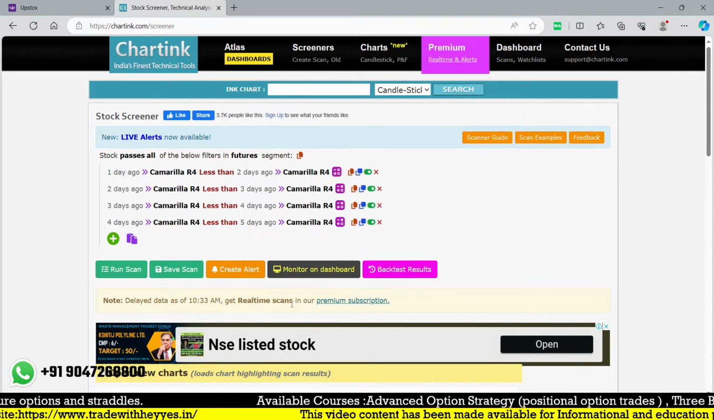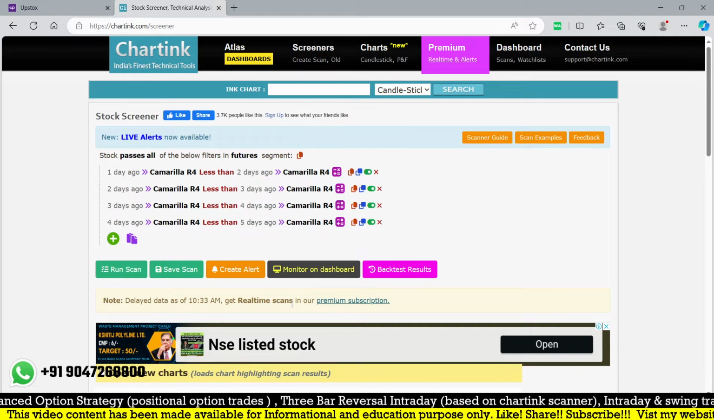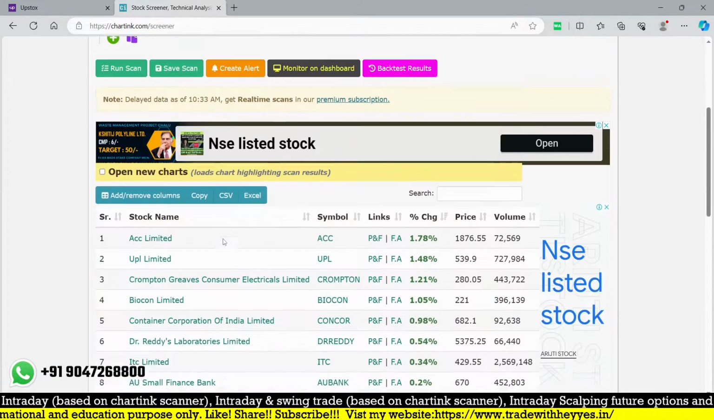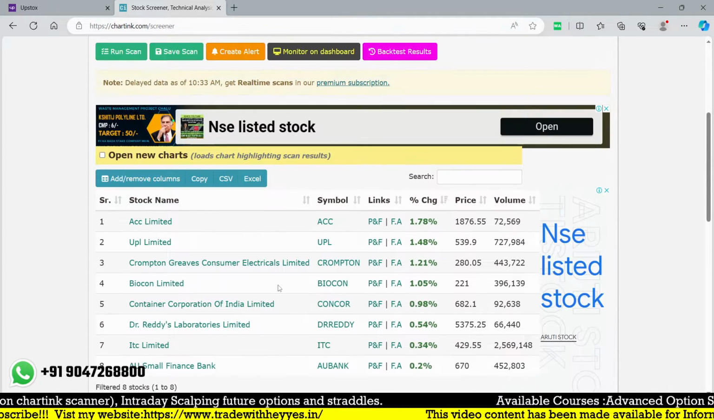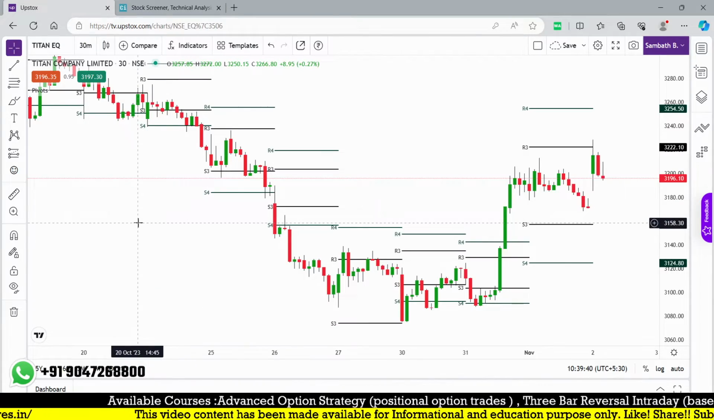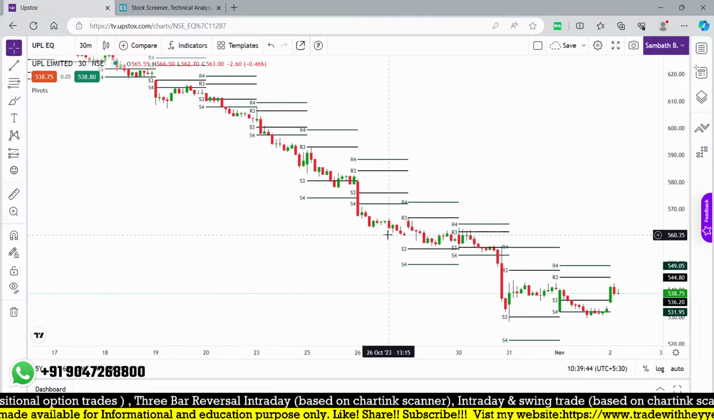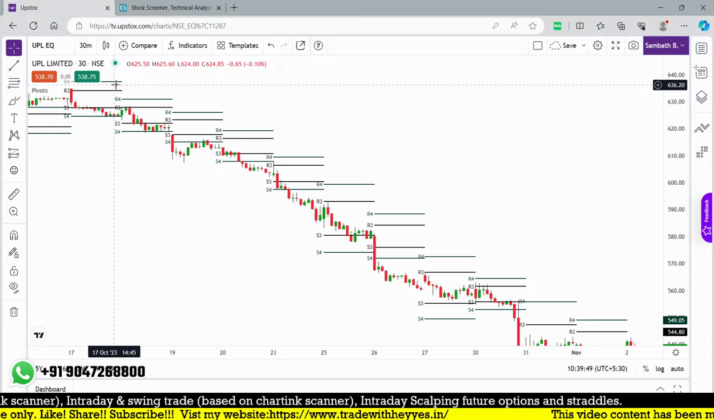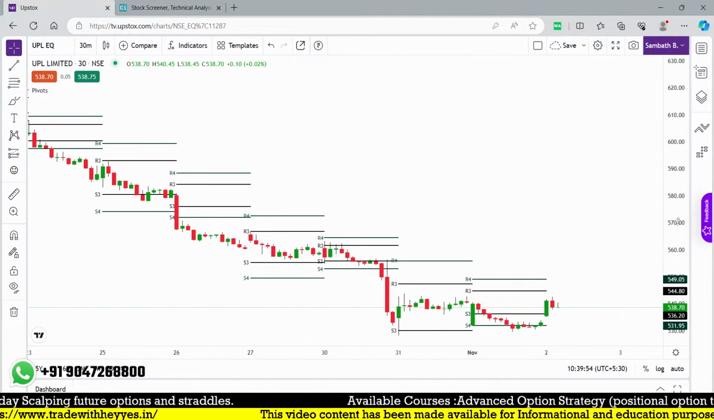Because the market is overall moving down, we find such a pattern. Many stocks may be forming this pattern, but the reversal is happening on very few stocks. These are all the stocks which just keep on moving lower up to yesterday: ACC, UPL, Crompton. Look at UPL, the downtrend just keeps on moving lower from that point. It was about 636, now it is around 540, but still we have an opportunity here.